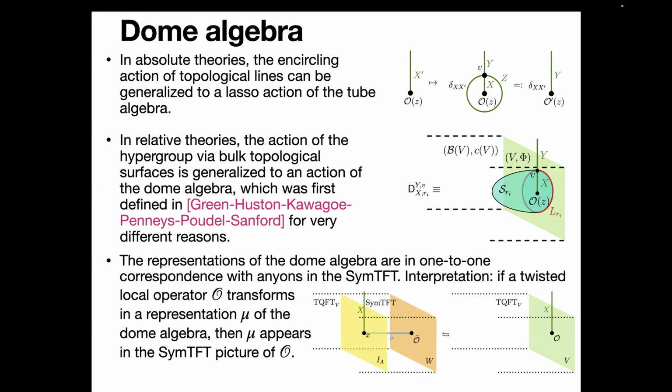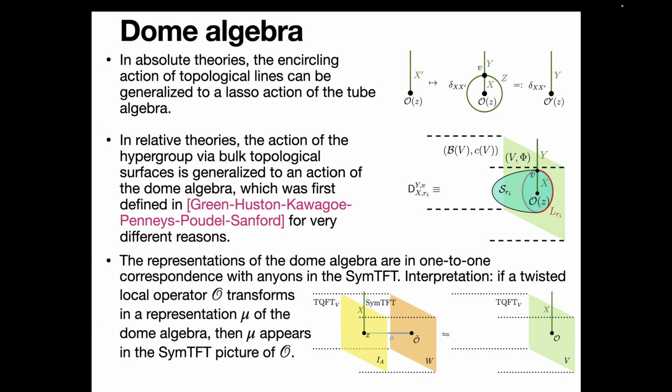Okay, I'm not going to get into the details, but somehow all the things you know about the tube algebra are basically going to be true about this dome algebra. For example, one small thing is that the representations of this dome algebra are in one-to-one correspondence with anyons of the SymTFT. And the physical interpretation of that is if you take a twisted local operator O and you try to represent it in the SymTFT picture, generally you'll find that there's an anyon sitting here. And that anyon is telling you what representation this operator O transforms in with respect to this dome algebra action.